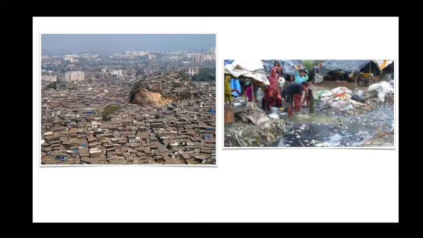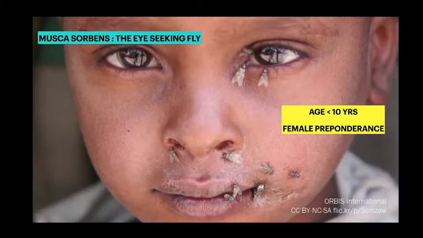Now, what is the major source of infection? The source of infection is the conjunctival secretions or the conjunctival discharge of the affected person. Okay, so it is an eye disease, a conjunctivitis, so the conjunctival discharge of the affected person.